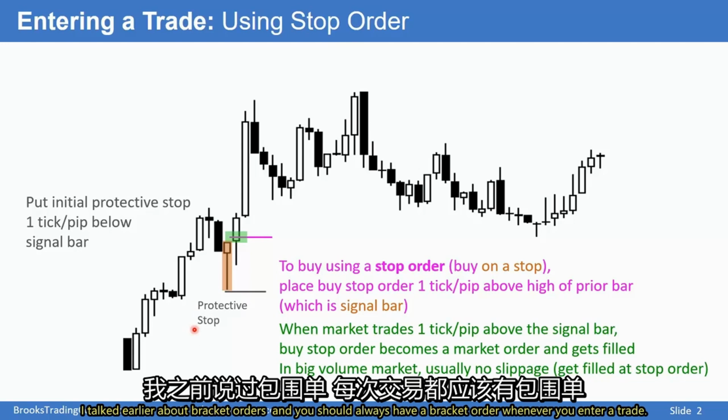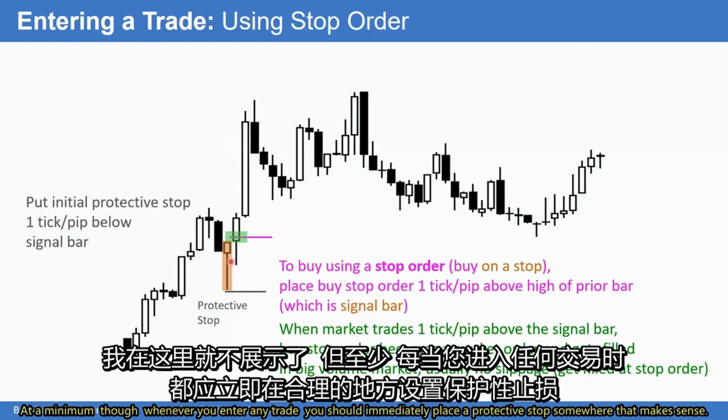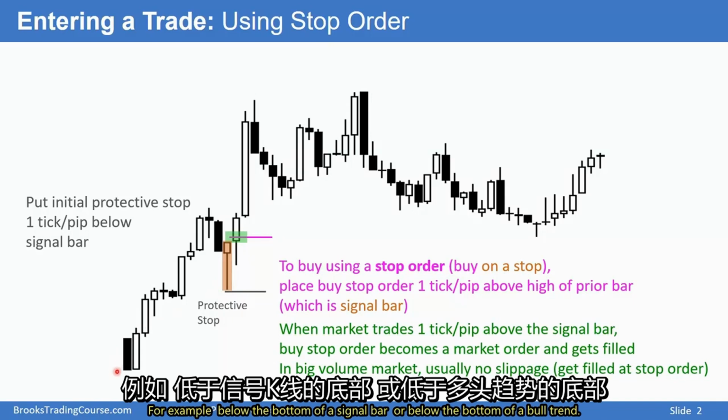I talked earlier about bracket orders, and you should always have a bracket order whenever you enter a trade. As soon as your order to enter gets filled, your broker's software should allow you to program both a protective stop and a profit-taking limit order, which I do not show here. At a minimum, though, whenever you enter any trade, you should immediately place a protective stop somewhere that makes sense. For example, below the bottom of a signal bar or below the bottom of a bull trend.